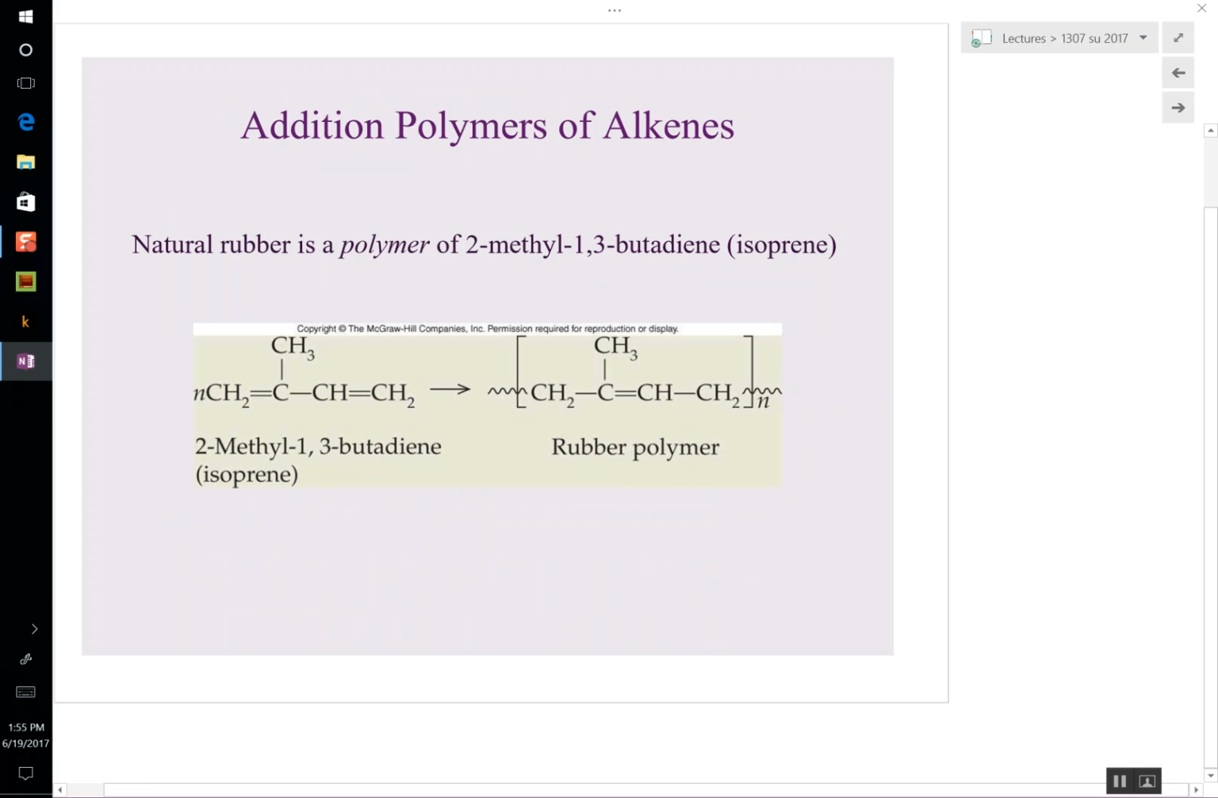Rubber, they take this 2-methyl-1,3-butadiene and polymerize it, and you make rubber, like for automobiles. There's your isoprene that we talked about earlier. Get it out of rubber trees. So it's a naturally occurring product.